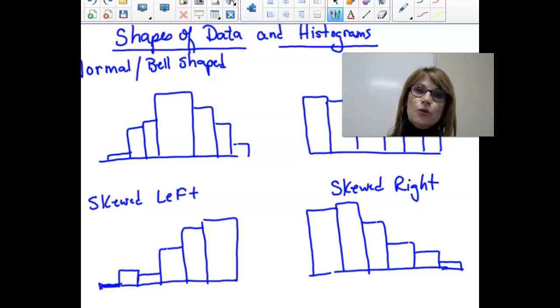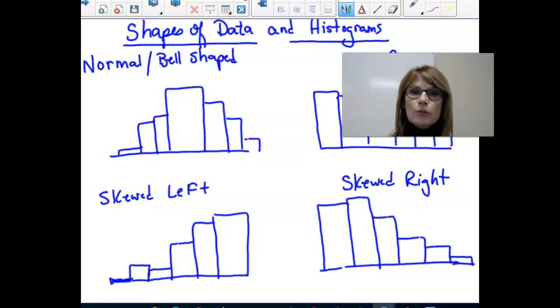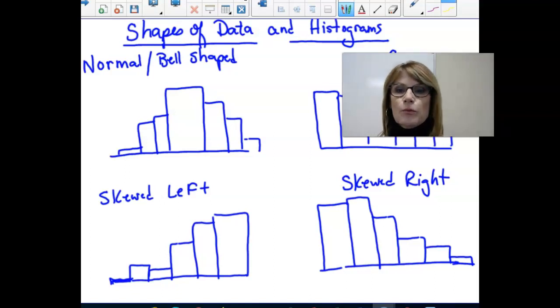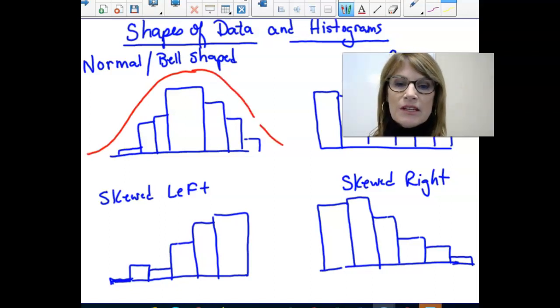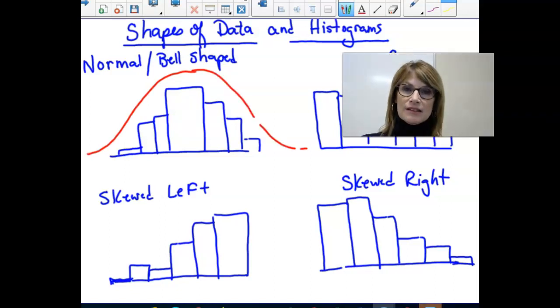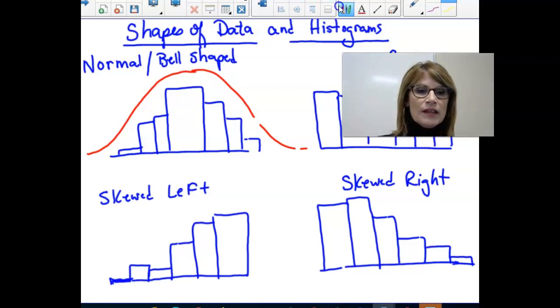But the first one is normal, which is also bell-shaped data. You have probably talked about normal bell-shaped data somewhere in your life, but normal bell-shaped data has most of the data in the middle and then it spreads out. It doesn't have to be perfectly symmetric, but roughly, most in the middle, not as much on the sides. So bell-shaped data would look something like that. Okay.